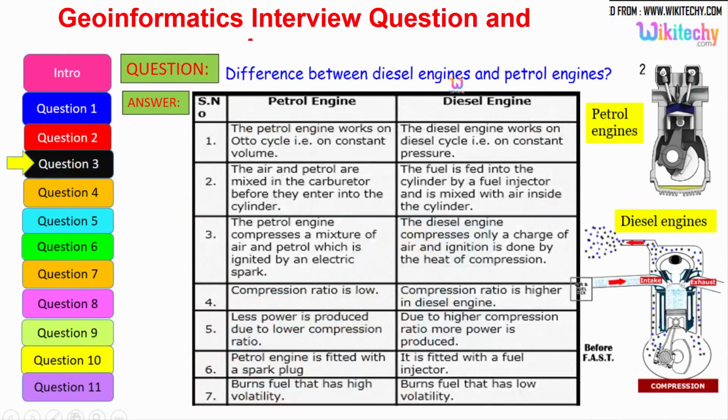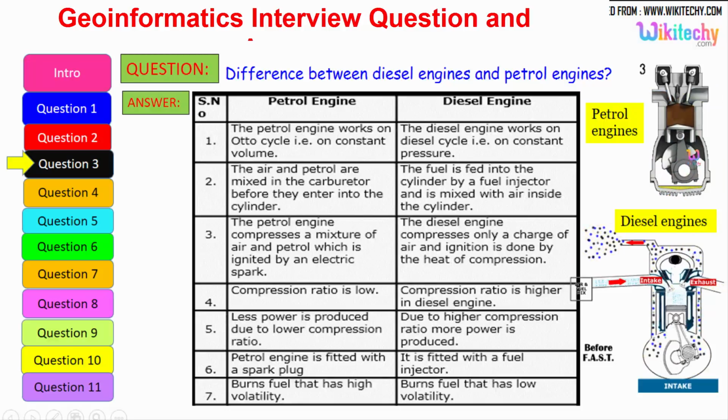Let's see the difference between the diesel engine and the petrol engine. The petrol engine works on the Otto cycle, therefore on constant volume, whereas the diesel engine works on the diesel cycle on constant pressure. The air and the petrol are mixed in the carburetor before they enter into the cylinder. In the diesel engine, the fuel is fed into the cylinder by a fuel injector and is mixed with air inside the cylinder. The petrol engine compresses a mixture of air and petrol which is ignited by an electrical spark. The diesel engine compresses only a charge of air and ignition is done by the heat of compression.